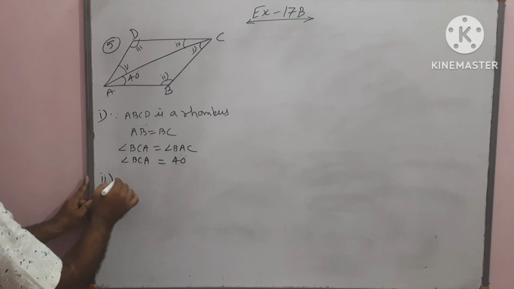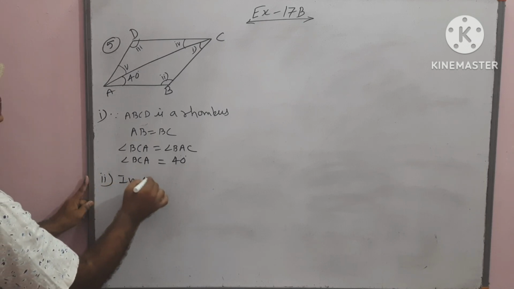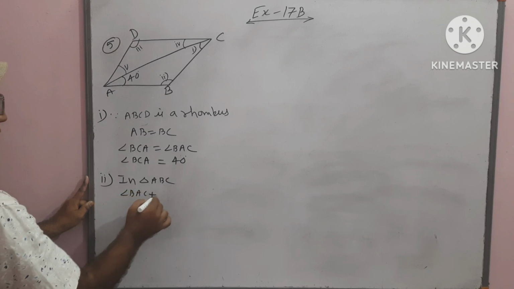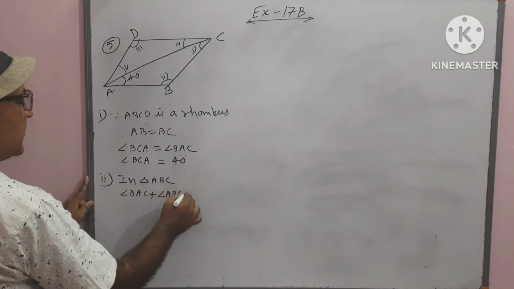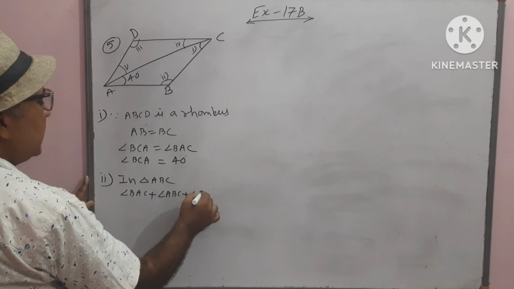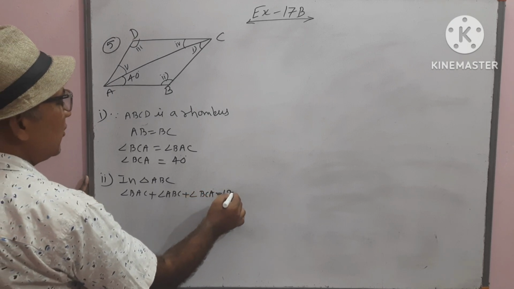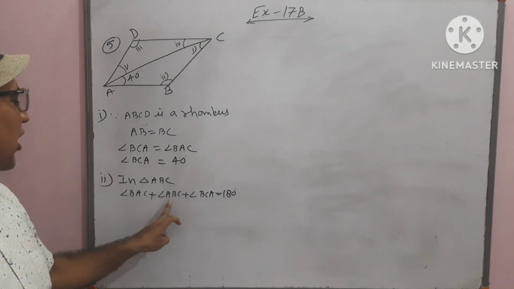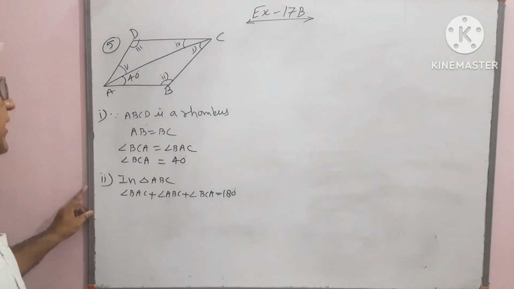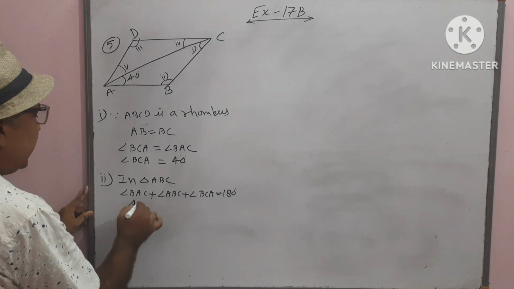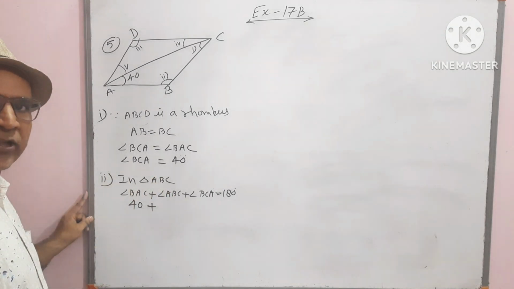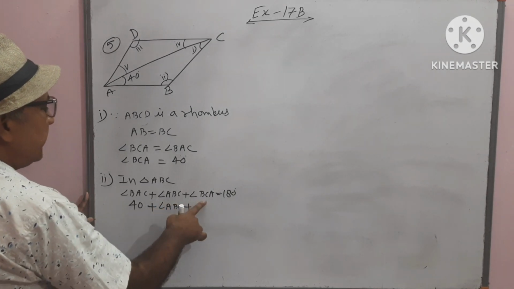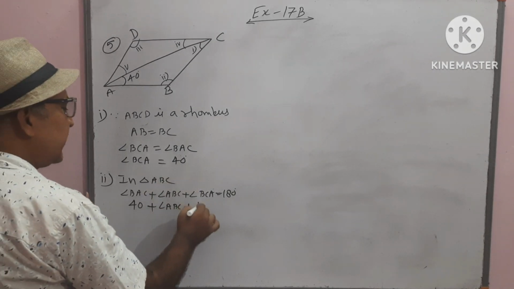Now in the second part, in triangle ABC, angle BAC plus angle ABC plus angle BCA is equal to 180 degrees. In any triangle, the sum of the three angles is always 180 degrees. So BAC is given in the question as 40 degrees. ABC we have to find. BCA we have also found here as 40 degrees.